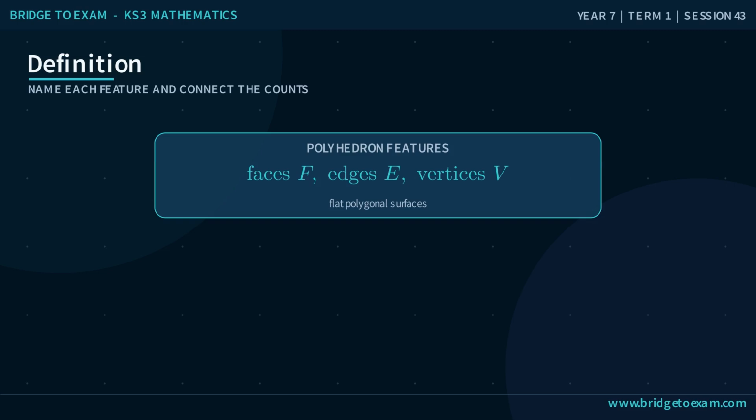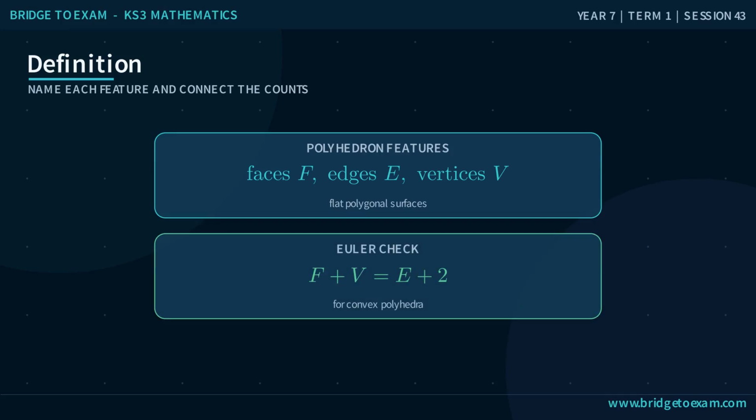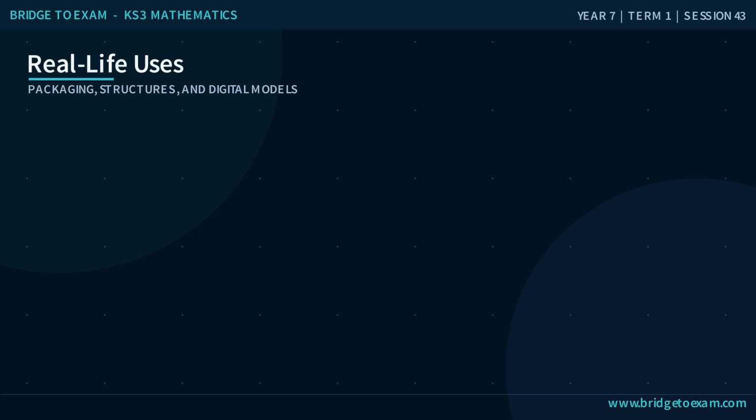A polyhedron is a three-dimensional solid made from flat polygonal faces joined along edges. For convex polyhedra, faces plus vertices equals edges plus 2, F plus V equals E plus 2. Describing solids precisely matters in design, construction, and digital modeling.